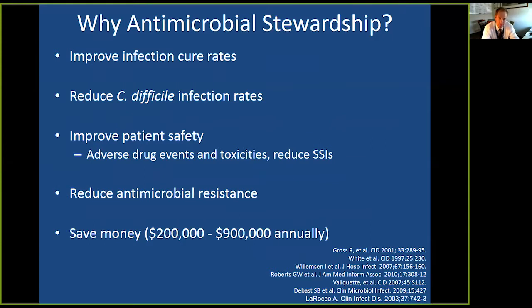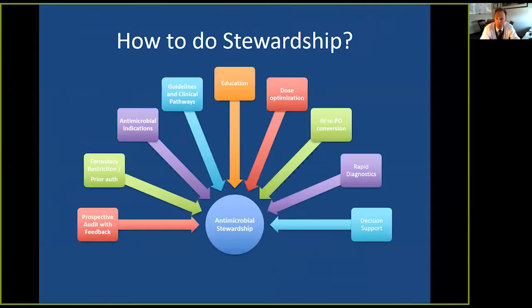So there's really not a reason not to do stewardship, besides the fact that it's not organized under an organization. So this clearly is the right thing to do. All right, so let's get into some of the advanced stewardship techniques.